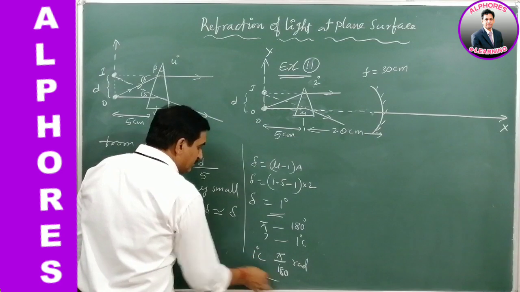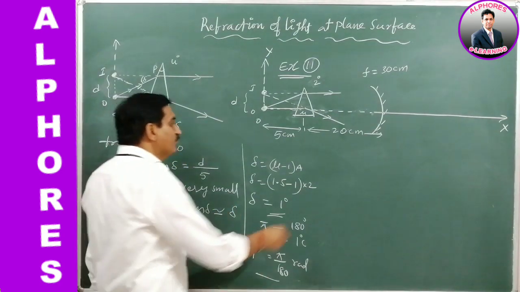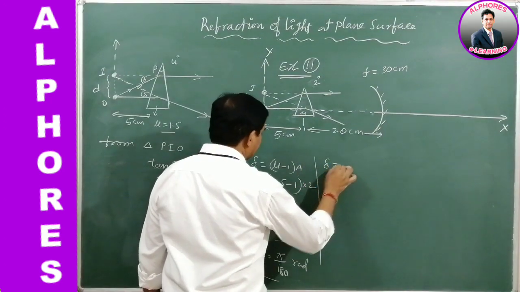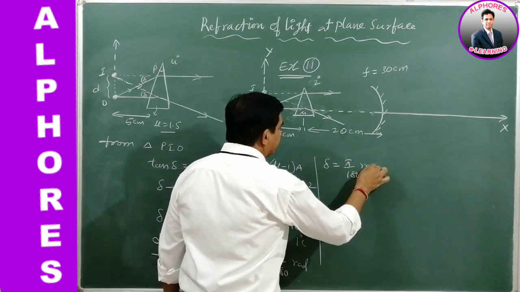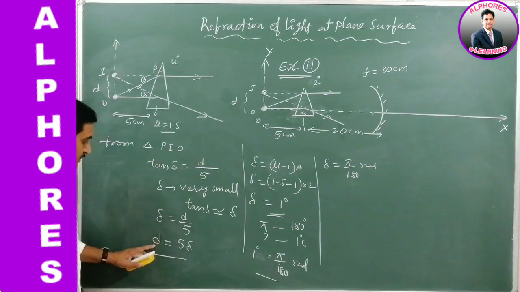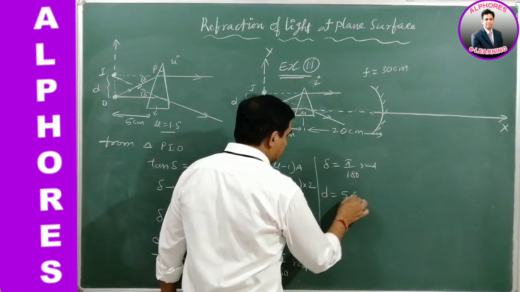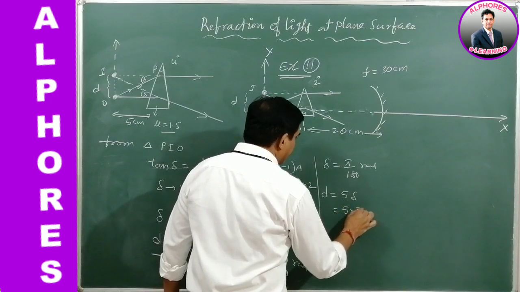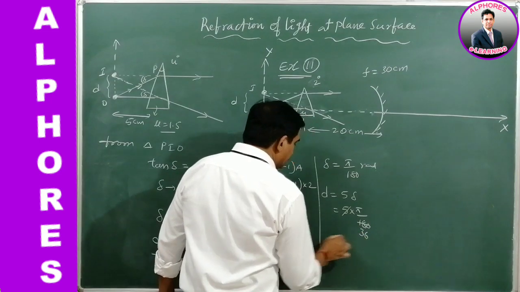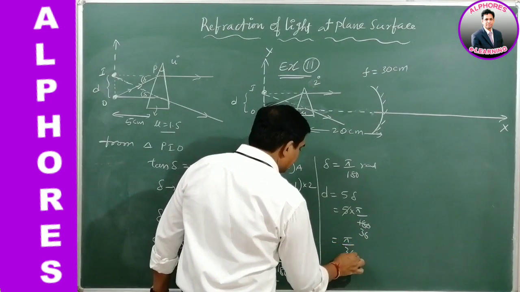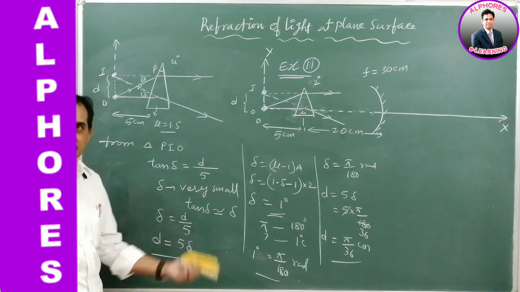So 1 degree is equal to pi by 180 radians. Therefore, finally, the delta value is obtained, that is pi by 180 radians. Now go for the small d value. The small d is equal to 5 into delta, 5 into pi by 180, which gives pi by 36 d, which is in centimeters, because centimeters are given.